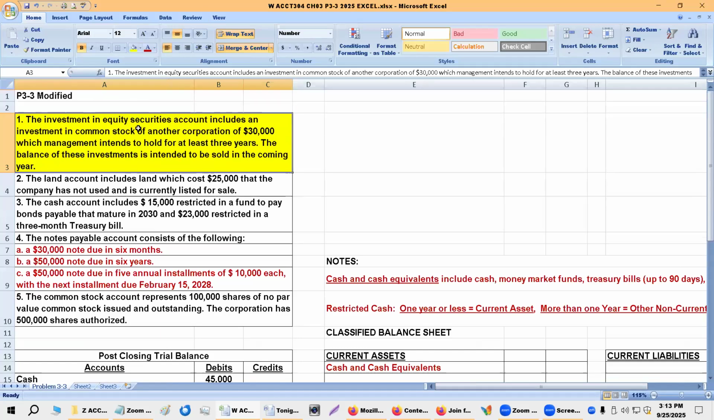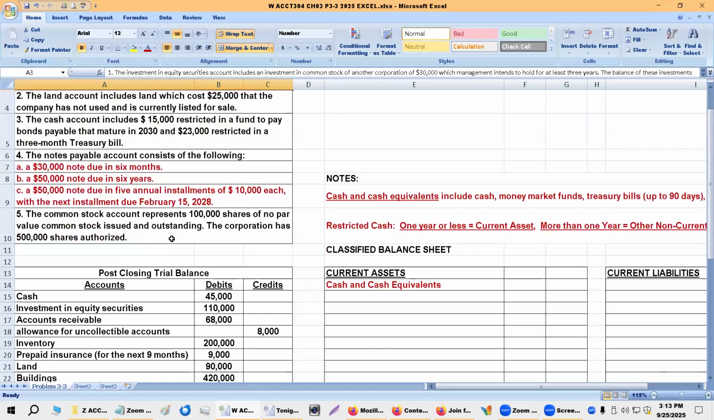Okay, the investment account includes investment in common stock of another company of $30,000, which management intends to hold for at least 3 years. Okay, so 30,000 is long-term, or non-current, I should say. The balance of these is intended to be sold in the coming year. Okay, so that'll be current. So 30,000 is long-term.